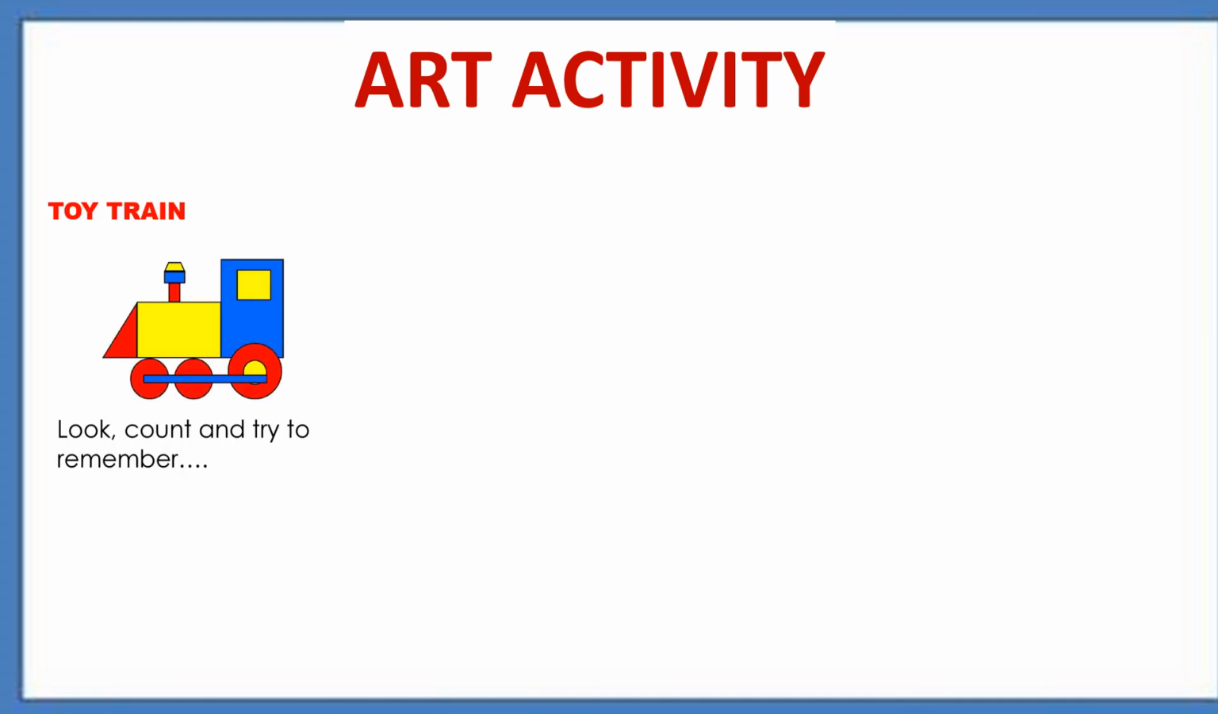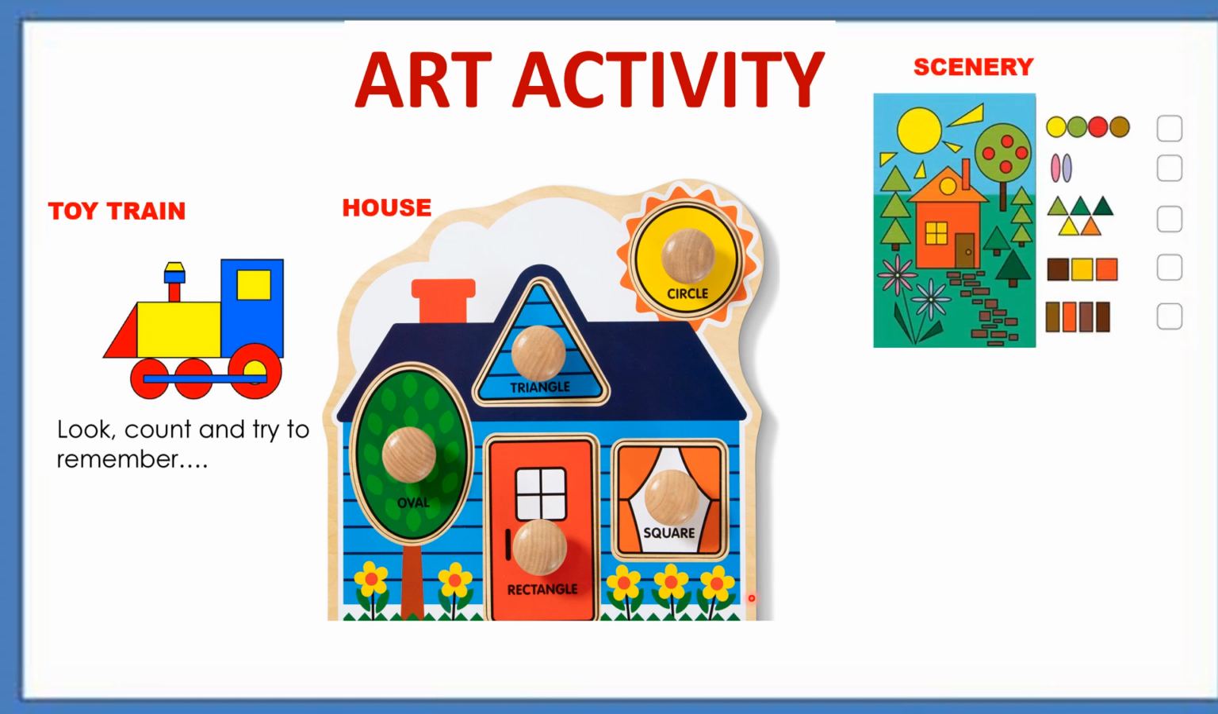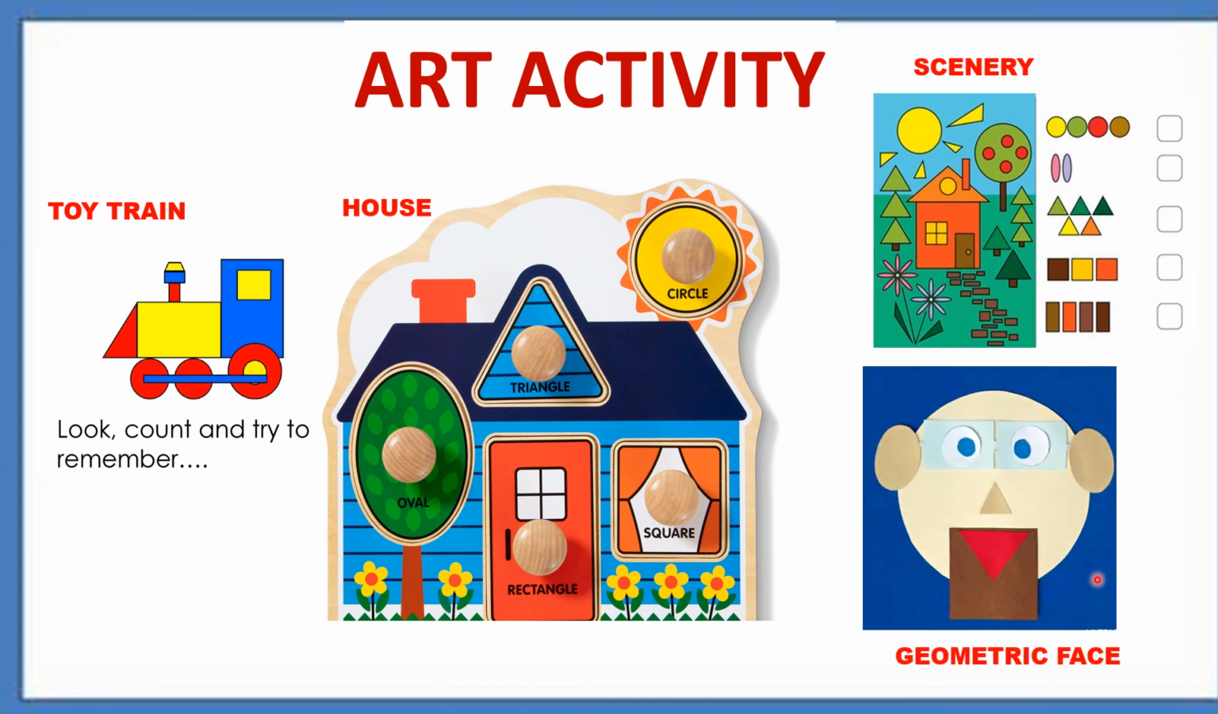An art activity can be done in your classwork or else on an A4 size paper. You can draw a toy train using different plane shapes and you can count and write how many rectangles there are, how many squares, how many circles. You can draw a house using different shapes and label them. You can do a scenery, sun, mountains, house, river, something with different plane shapes, and you can draw the shapes and write how many shapes there are. Or you can draw a geometric face using different 2D shapes.